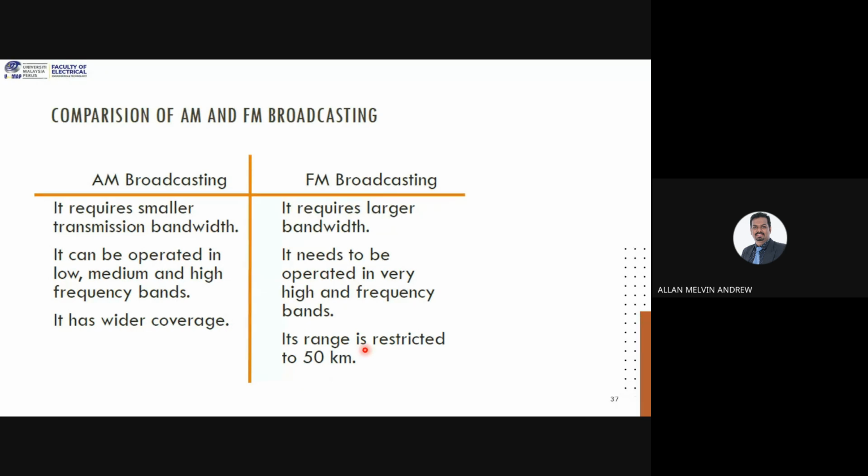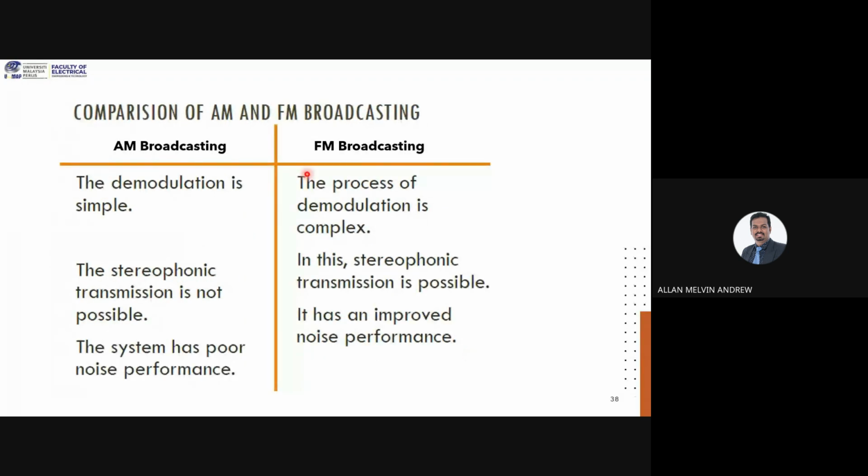let's say you want to listen to FM. Maybe in the northern area, the frequency will be different. Once you reach Ipoh, you need to change the frequency. Once you reach KL, you need to change the frequency again. Because the frequency range is restricted, depending on the coverage and the geographical surface, everything contributes. So FM has a restriction in terms of wider coverage. Okay, then we continue.